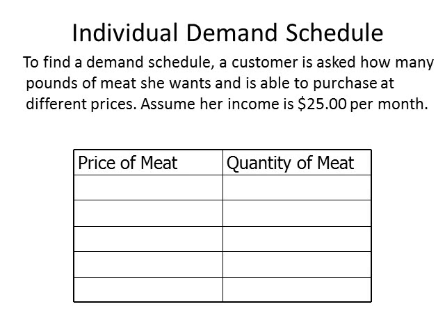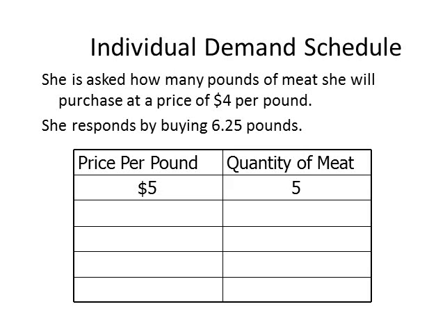The first step is to construct a table similar to the one on the slide. The first column is labeled with the price of the meat per pound, and the second column is the quantity of meat in pounds that the individual demands at a particular price. If the price of meat is $5 per pound, then the individual is able to purchase 5 pounds, or $25 divided by $5 per pound.